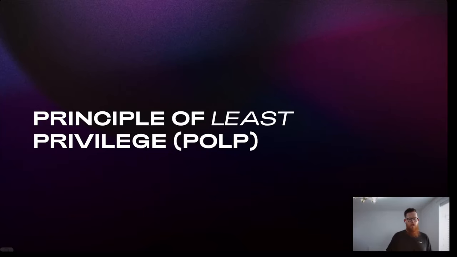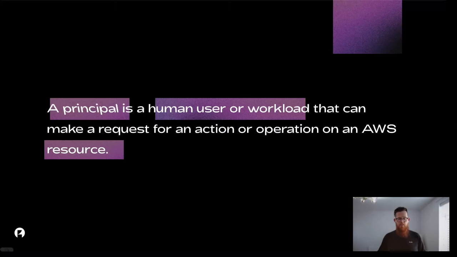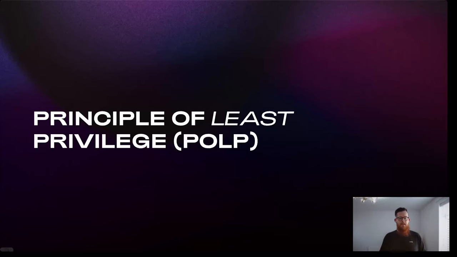Continuing on, another principle to follow is the principle of least privilege. It's an important aspect to consider throughout the entire software development lifecycle. And the idea here is that a principal, now this is where things get confusing because AWS refers to things with principle with an AL and principal with an LE. And really, a principal is a human user or workload that can make a request for an action or operation on an AWS resource.